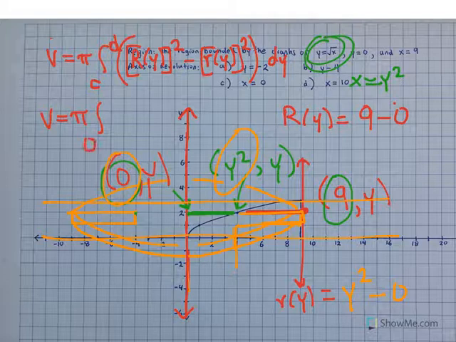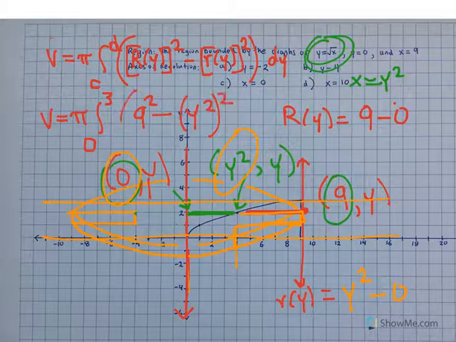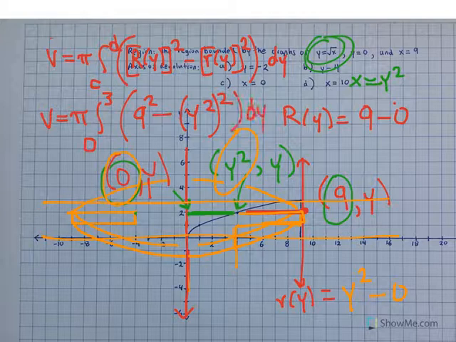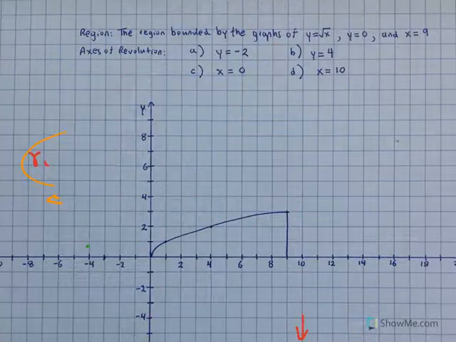Pi times the definite integral from y is equal to 0 to y is equal to 3. Uppercase R of y is 9, so we have 9 squared minus lowercase r of y, which is y squared, minus 0, or just y squared. So we have y squared squared, and then integration with respect to y. And there's our definite integral for the volume of the solid of revolution obtained by taking our region and revolving it about the vertical line x is equal to 0.